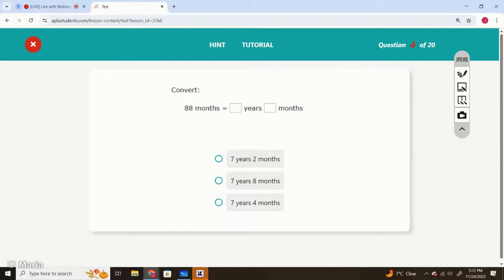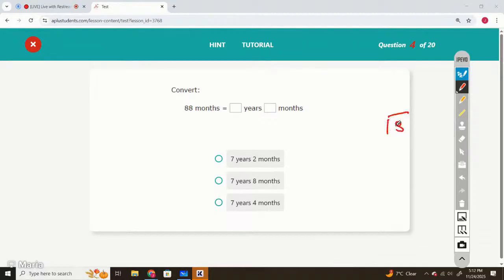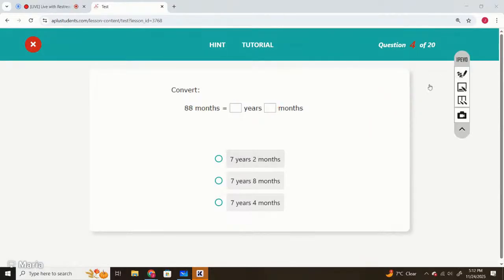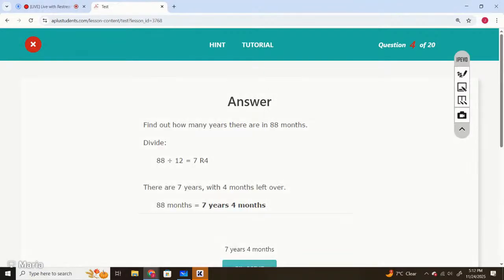88 months, we have to convert it into years and months. So we need to divide 88 by 12. So we can go for 12 times 7 is 84. So we have 7 years and 4 months. 7 years and 4 months. Option number 1 is the correct option.